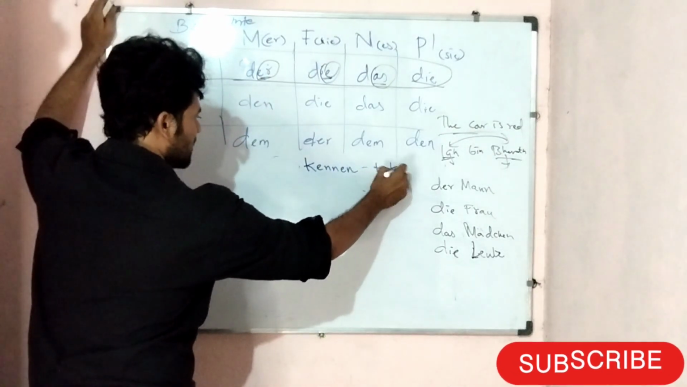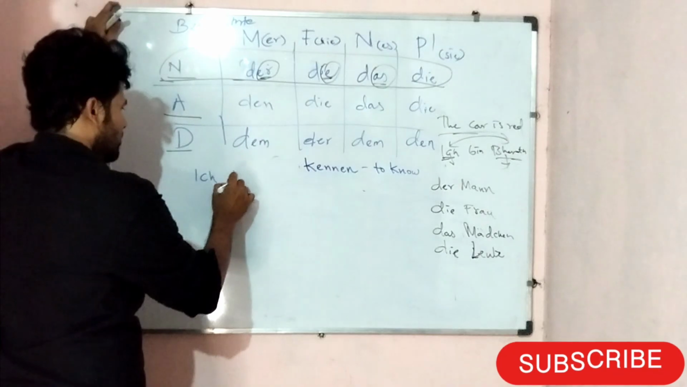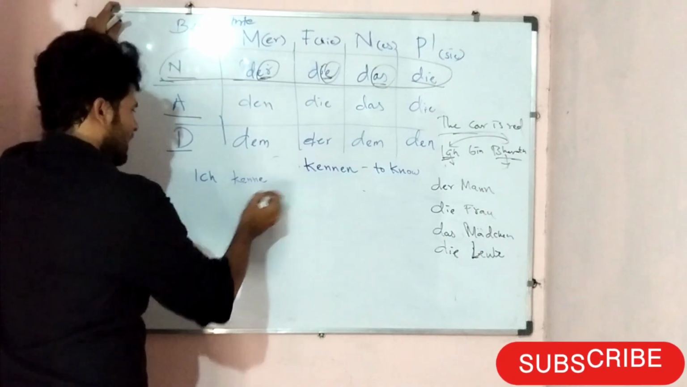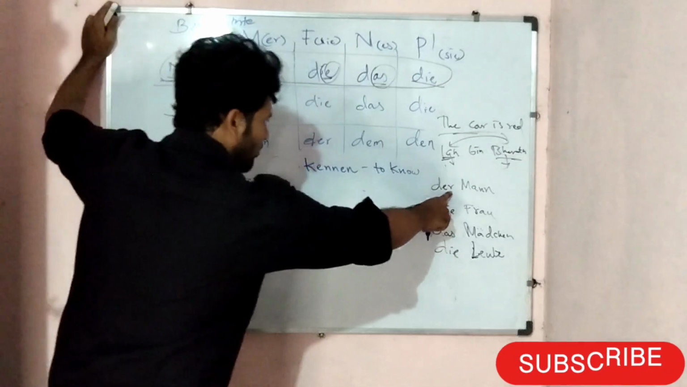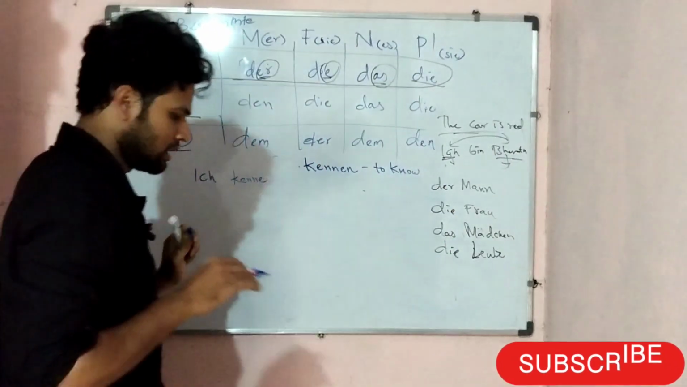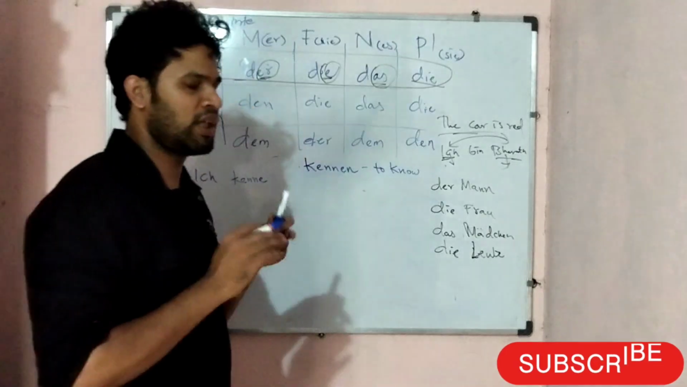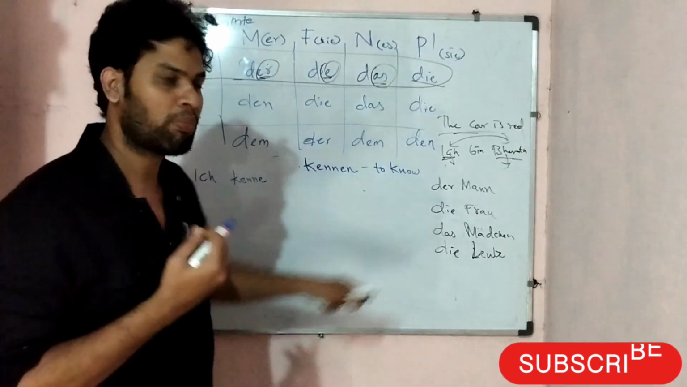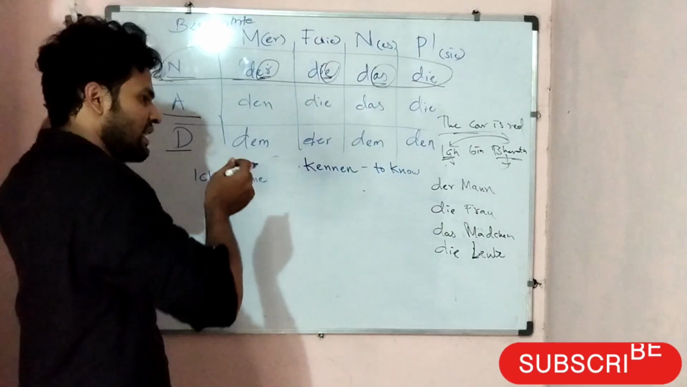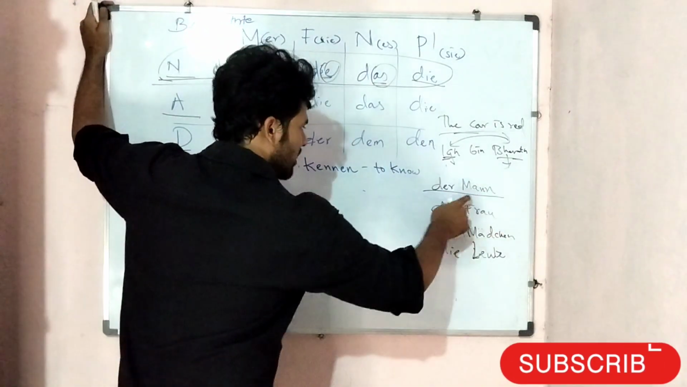The verb to know is kennen. So how do we say ich kenne? Please pay attention here. Normally, by default, all the nouns are the subject. So here, der Mann, all individual nouns are subject by default. We have to decide whether that noun is acting as a subject, nominative, or accusative, or dative. So here it is the man.